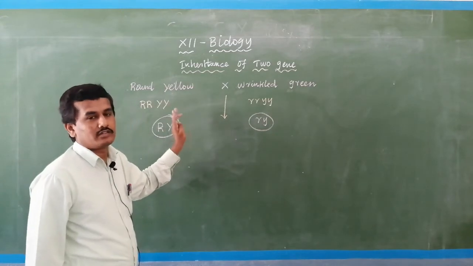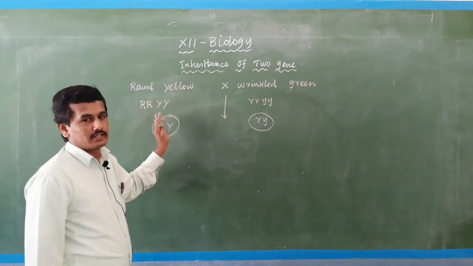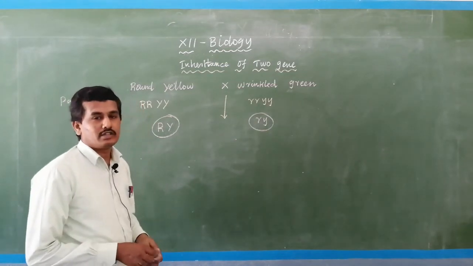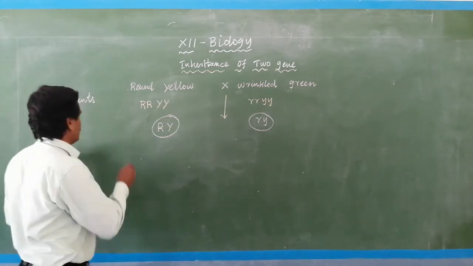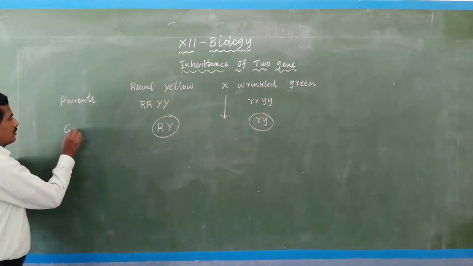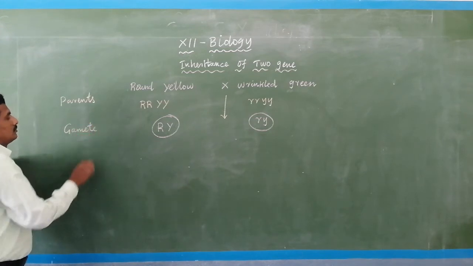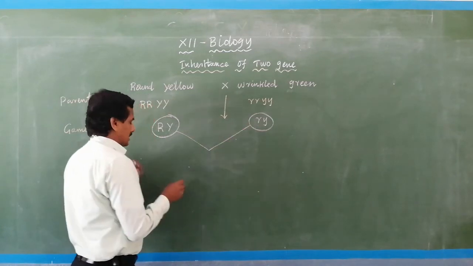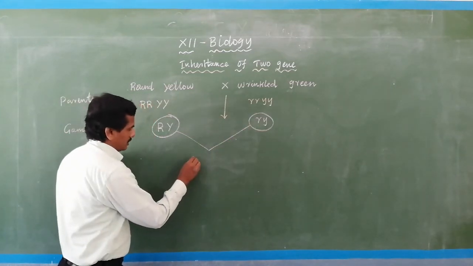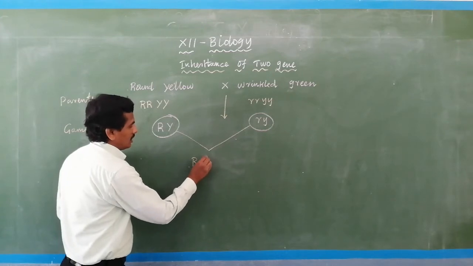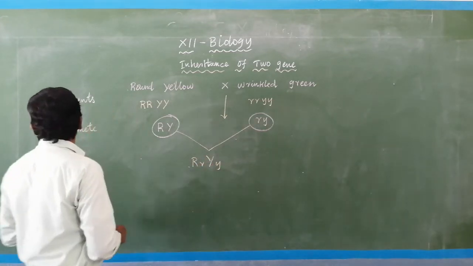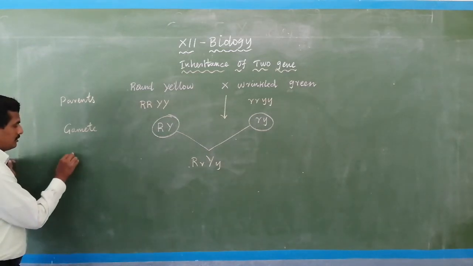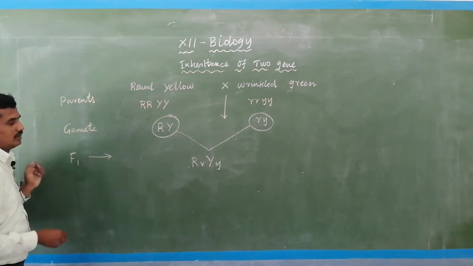From one plant we take the stamen, the male reproductive organ of a flower. From the other plant we take the pistil, the female reproductive part. So, these are the gametes. Then we fuse the male gamete and the female gamete and produce the F1 generation, that is capital R, small r, capital Y, small y. And this is the F1 generation. F1 means what? Filial 1, progeny 1.